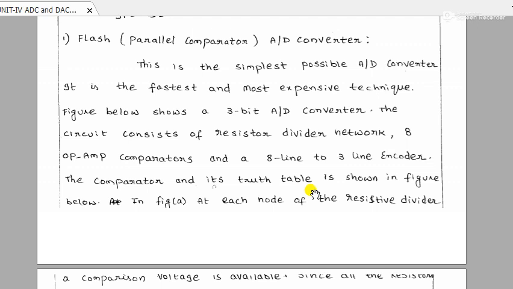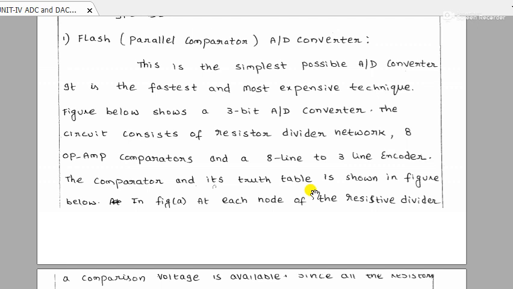Why? Because simultaneously we can compare the analog input voltage with the reference voltage and it gives the output, so that it is named as parallel comparator. Now let us discuss flash type ADC in detail. This is the simplest possible A to D converter and it is the fastest conversion method and the most expensive technique. For the simplicity of the circuit, let us consider a 3-bit A to D converter.